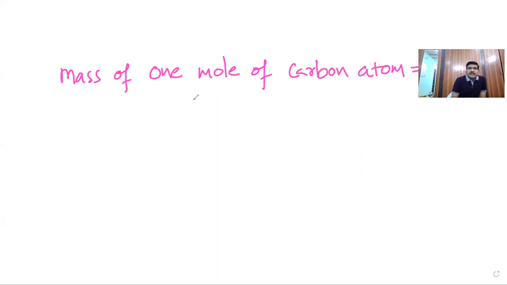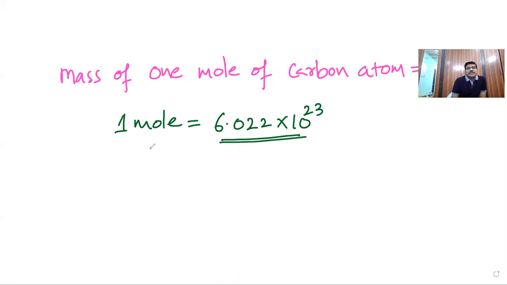You know very well that 1 mole is equal to how much quantity? Avogadro number, 6.022 into 10 to the power of 23. That means this much quantity is equal to 1 mole. So 1 mole of carbon atoms means the mass of Avogadro number of carbon atoms. Clear? Now I am writing.